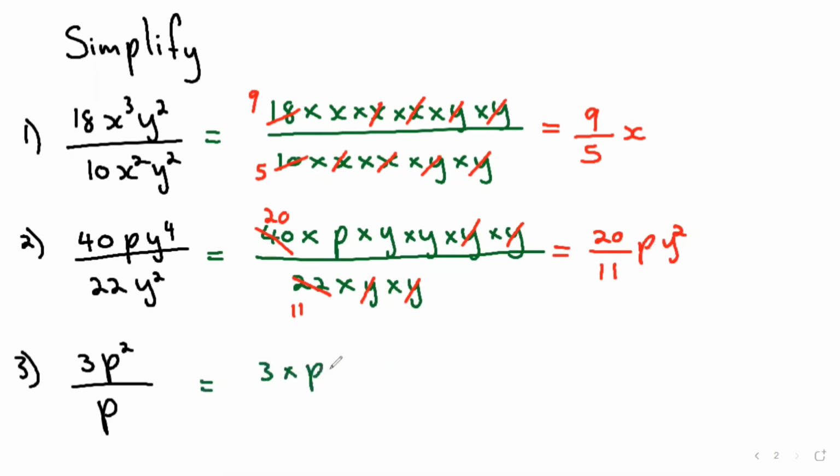And the last one, you should be able to see that off the bat, will be p times 3 times p times p all over p. It's a pretty straightforward one. So 1p cancels 1p, and that will be equal to 3p. Yeah, that should do it.